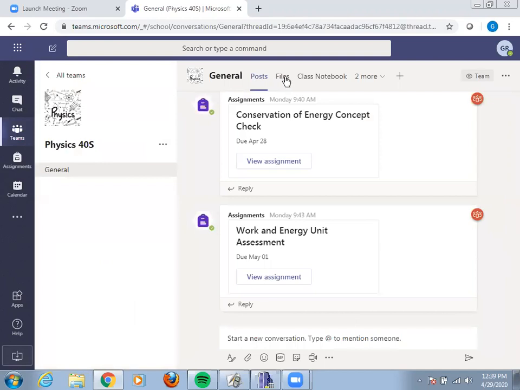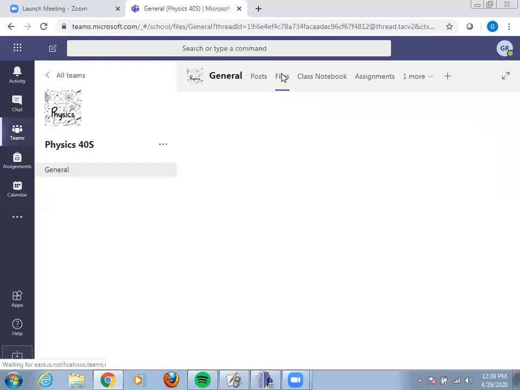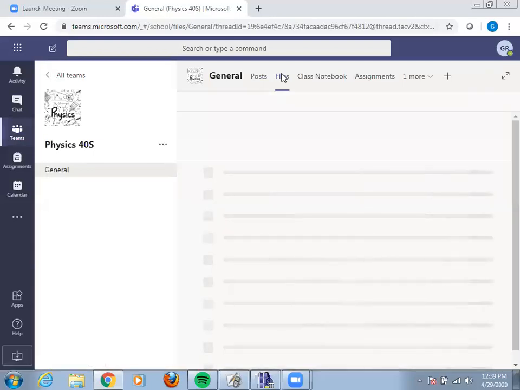And you'll notice at the top that there are different tabs. So two important tabs are the files. Well, the posts are important. You'll see anything that I post, like assignments, will come up. But posts, yes, but files and assignments themselves. So the files, if we click on it, is where you are going to find the notes.